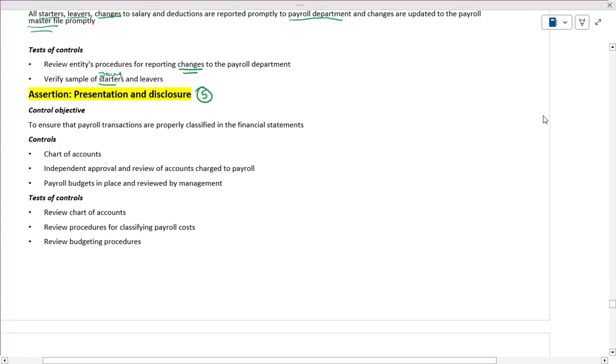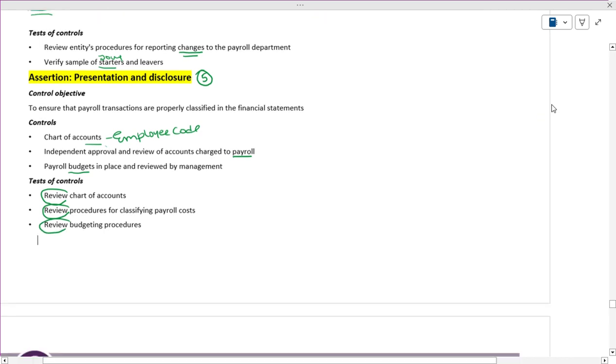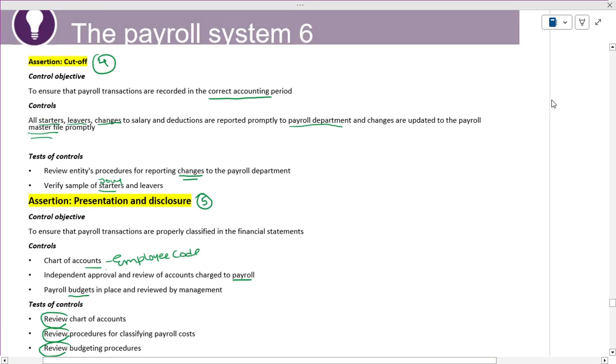Fine. Presentation, same thing. Chart of accounts. Everyone will have their employee code. You will have an employee code, independent approval of accounts charged to payroll, and you should have payroll budgets. Most importantly, as an auditor, you will review the chart of accounts, you will review the procedures, and also you will review the budgets. Is it right? You will review the budgets. Fine. I will just stop now.